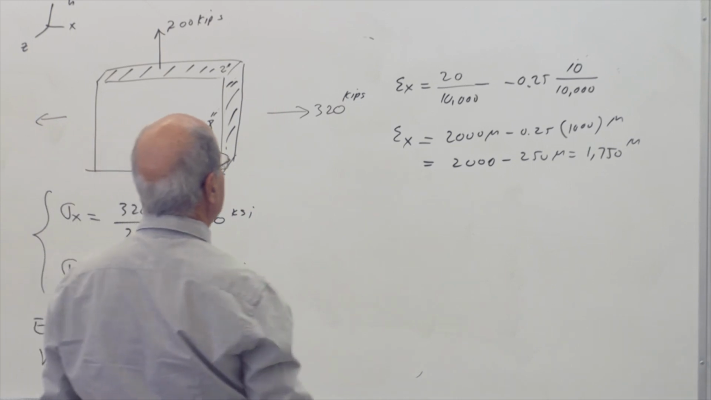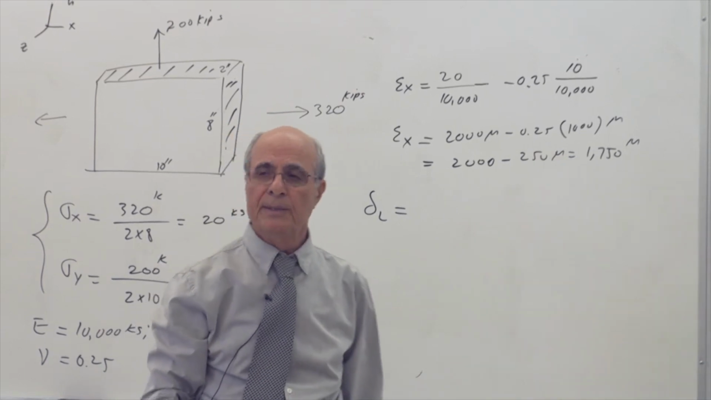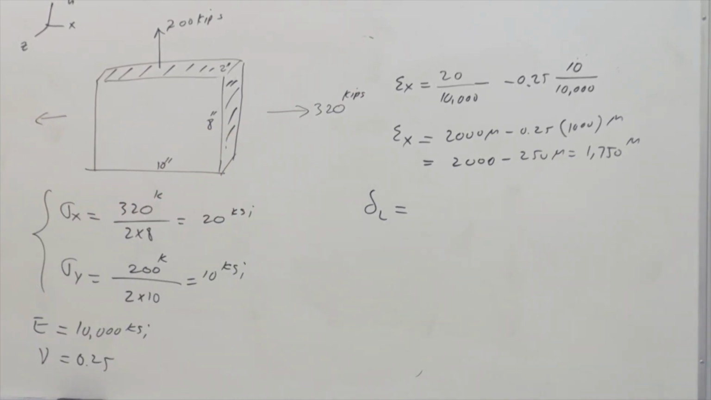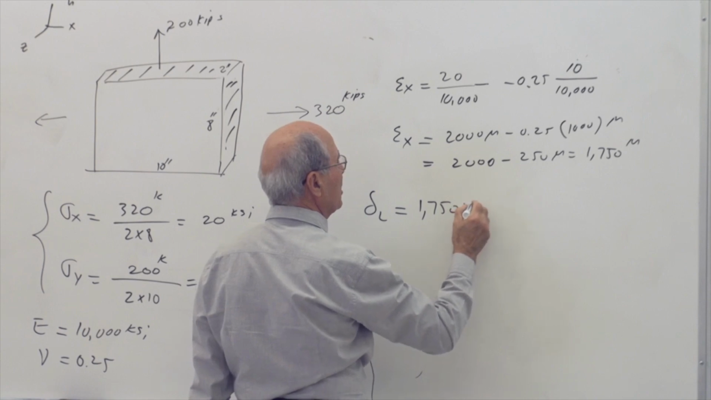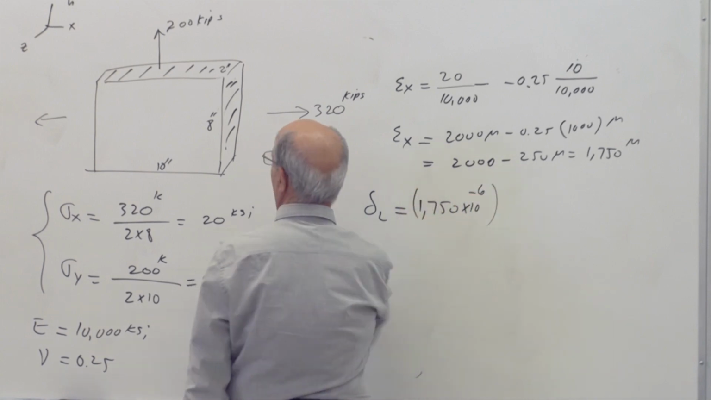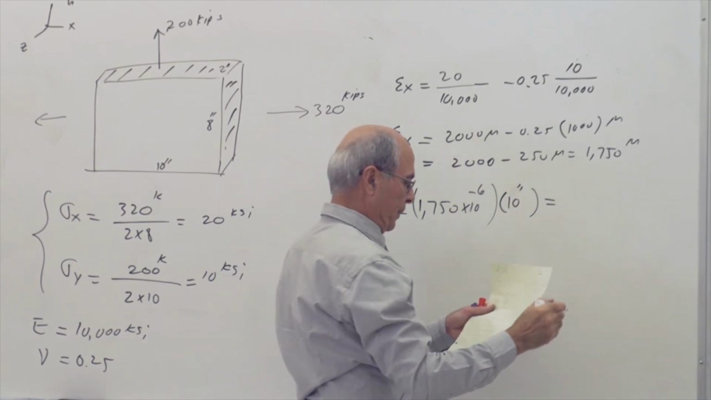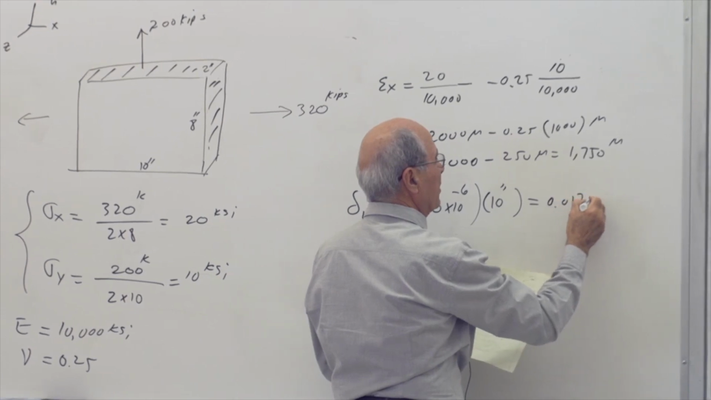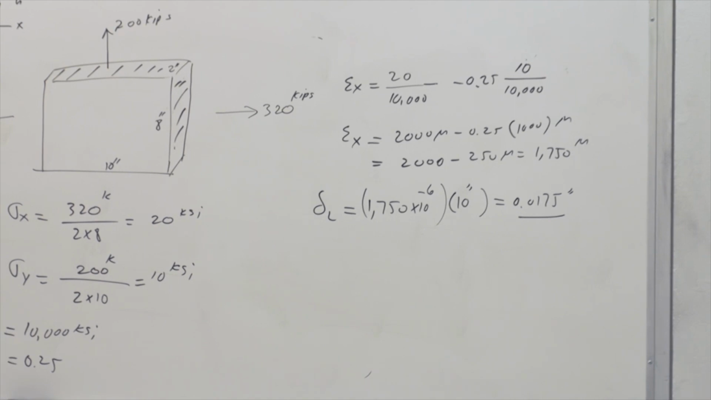So immediately now you can calculate delta L. Delta L, now this is the amount of change for 1 unit. Now how many units do I have? 10 inches. So all I have to do, delta L becomes 1,750 micro, which is 10 to the power of minus 6, times the length. The length is 10 inches. So therefore, I get 0.017. Notice this is a very small quantity. It's 100 of an inch, but it's still there.